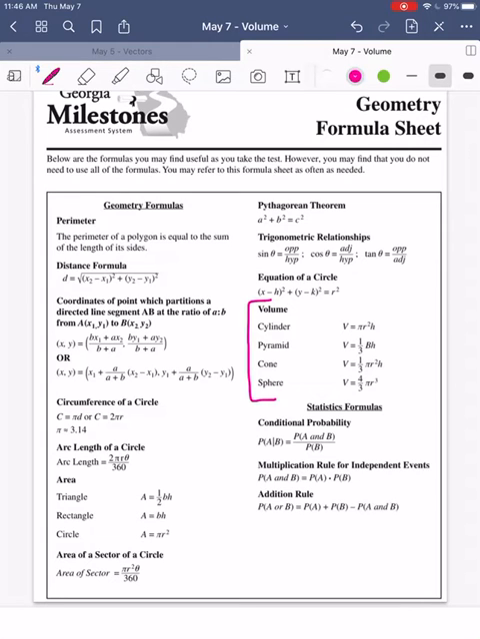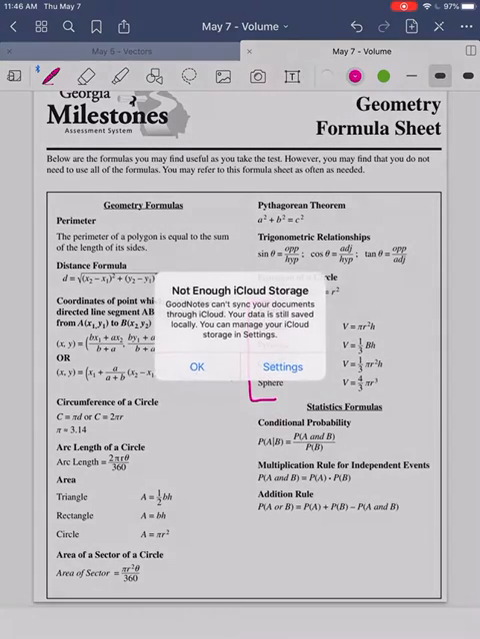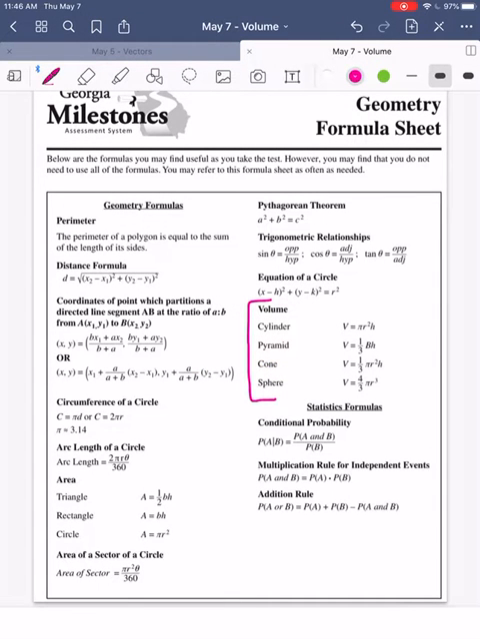The grades were great. Every single person who took the test yesterday made 85 or higher, so way to go on that. We are going to start a new unit today, which is volume.